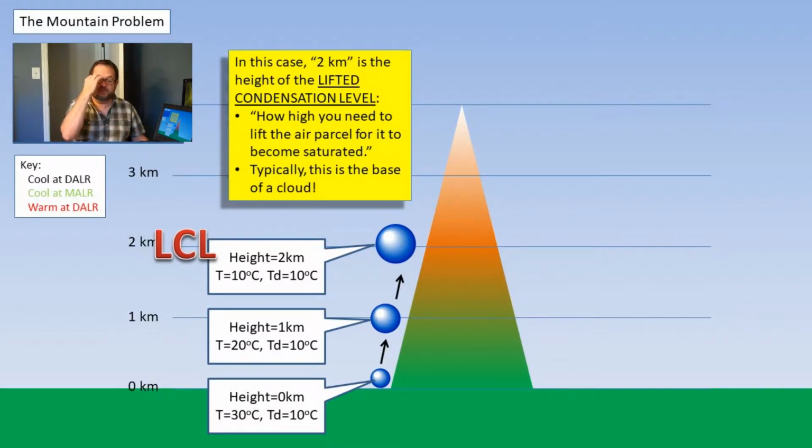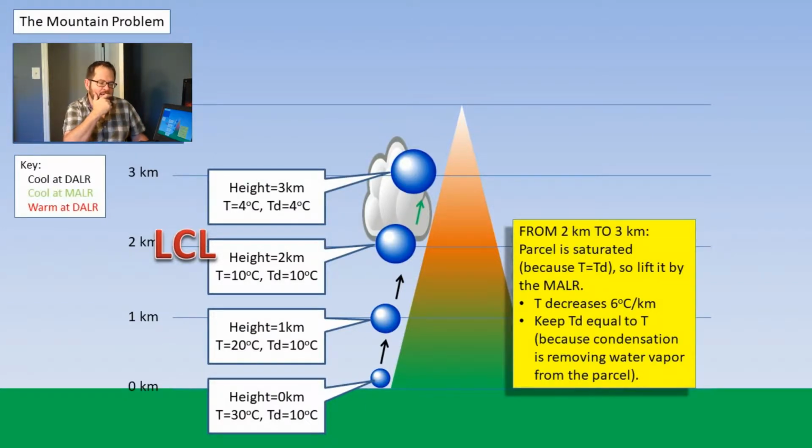So from here on up, as we lift the air parcel any farther, it's a cloud. As we lift the air parcel farther up from here, we're making cloud, as I have badly illustrated here in PowerPoint. So from 2 kilometers to 3 kilometers, our air parcel is saturated. We are lifting the air parcel. It's continuing to expand. It's continuing to cool.